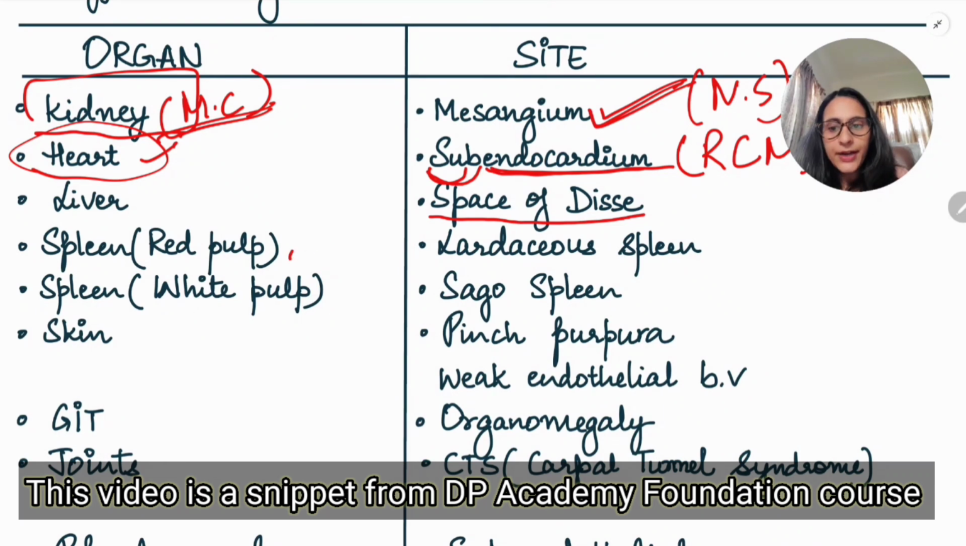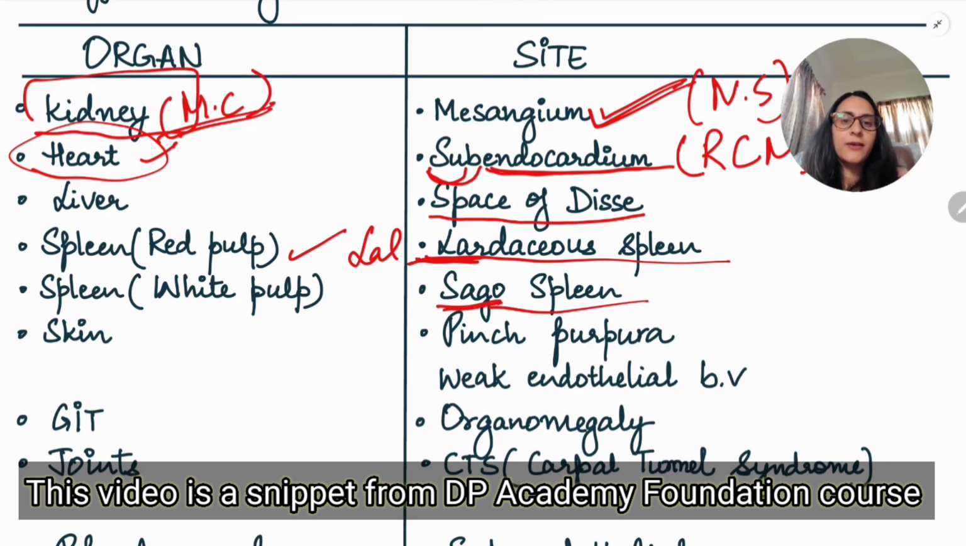And in the spleen, when it gets deposited in the red pulp, it is known as... And remember, what is the Hindi of red? It is lal, so you can remember that it is lardaceous spleen in the red pulp. And sabudana is white color, right? So white pulp, it is the sago spleen. Lardaceous for red pulp. And when it gets deposited in the white pulp, it is known as sago spleen.